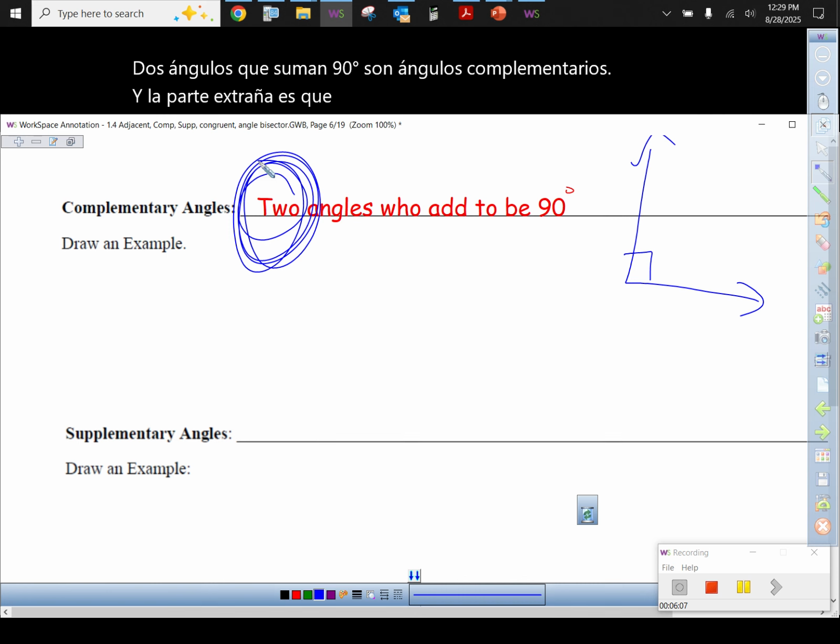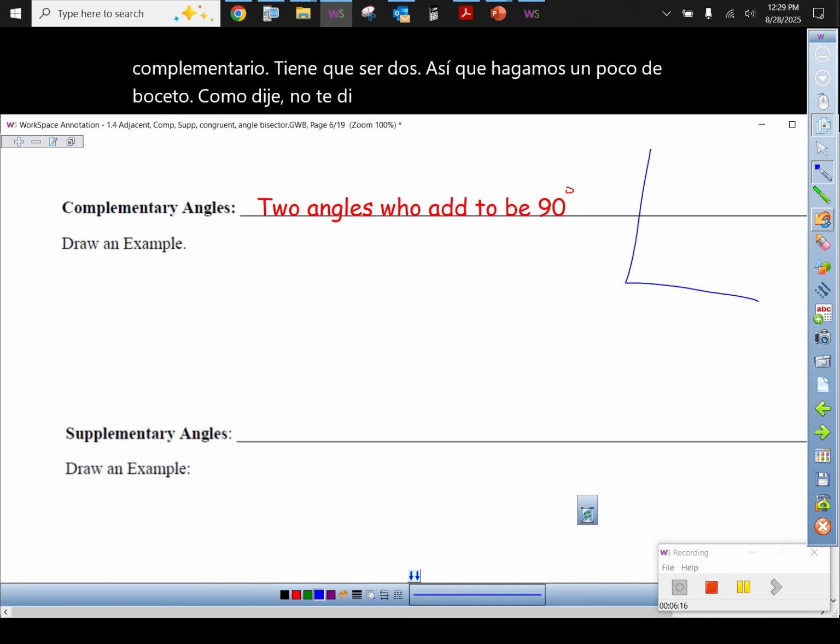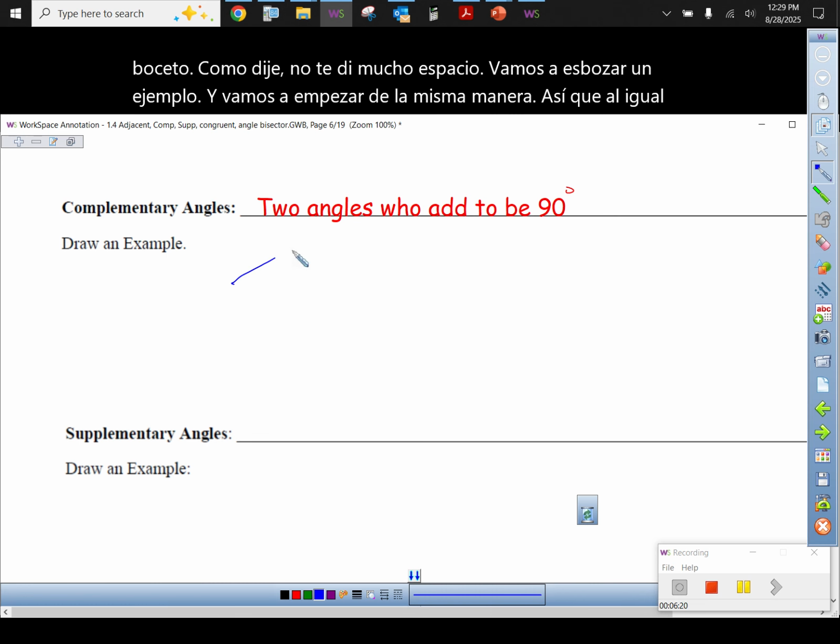So let's do a little bit of sketching. Like I said, I didn't give you much room. Let's sketch an example, and we're going to start the same. You can freehand it, I'm going to sketch a little angle right here, and I'm going to make him look like that. Could you help me? Did I make that look acute or obtuse? Acute, because he's less than 90. I'm going to just pretend he's 30 degrees. I didn't actually measure it. I just put the 30 degrees on the inside.